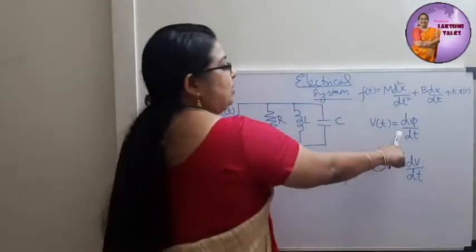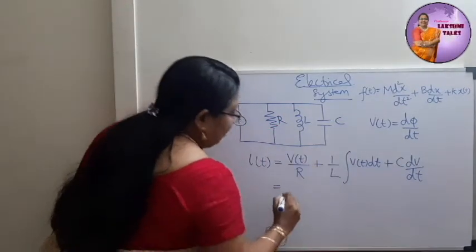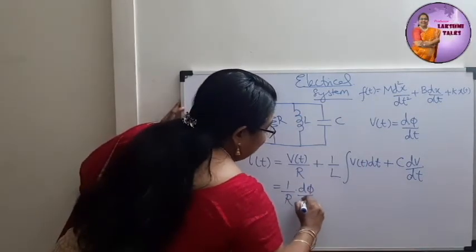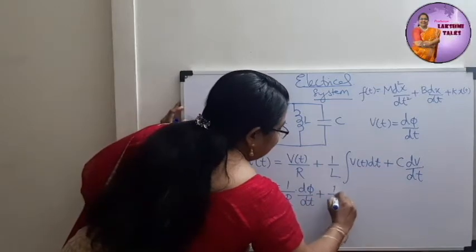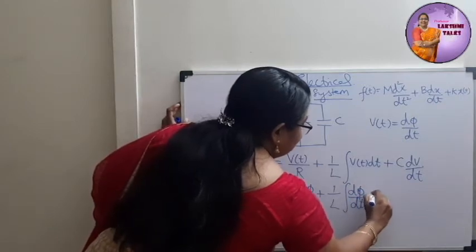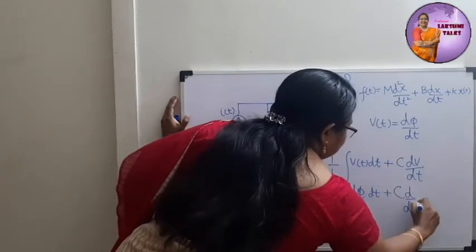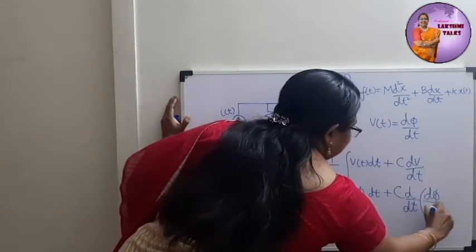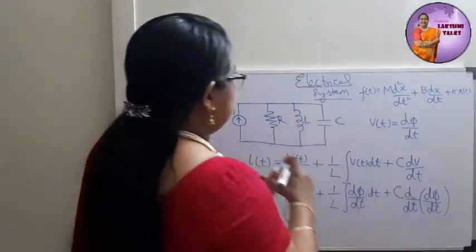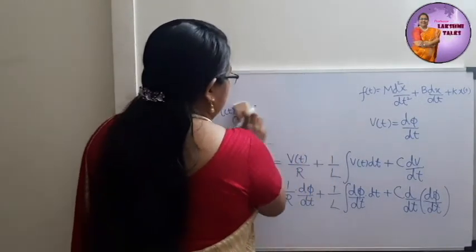When you substitute this d phi by dt in this V of t expression, you will be getting 1 by R into d phi by dt plus 1 by L integral d phi by dt into dt plus C d by dt of d phi by dt. Right? Now you need to simplify this expression to get the force current analogy.